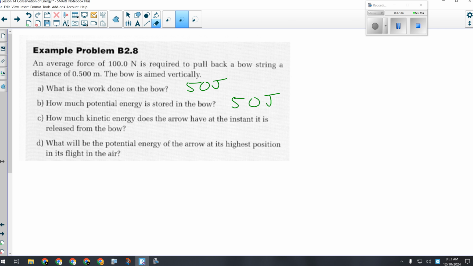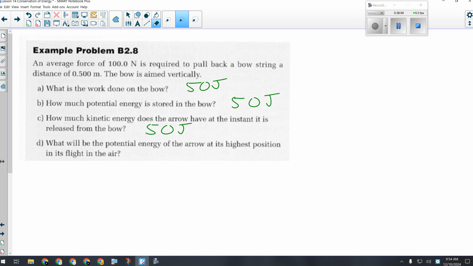Okay, how much kinetic energy will the arrow have the instant it leaves the bow? 50 joules. That's all the energy in the system. Okay, if everything is perfect, all 50 joules of work that I did will become kinetic energy for the arrow. If I shoot the arrow straight up in the air, it's going to go higher and higher, but also slower and slower, and eventually it's going to stop. When it stops, it will only have what kind of energy? Gravitational potential. How much? 50. Right. That's the idea we're trying to get at here.